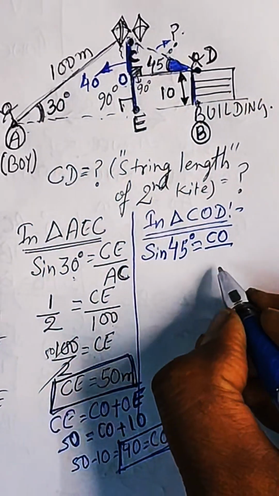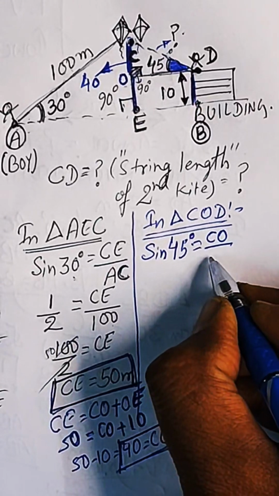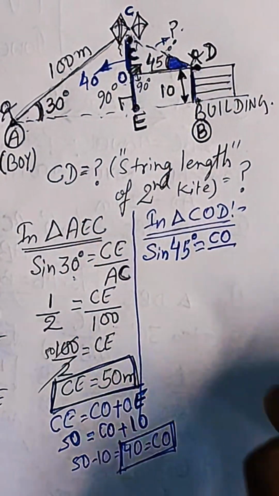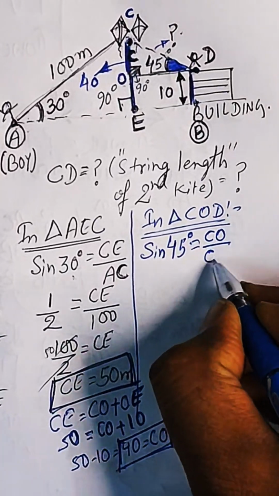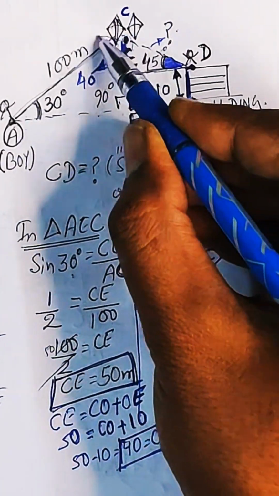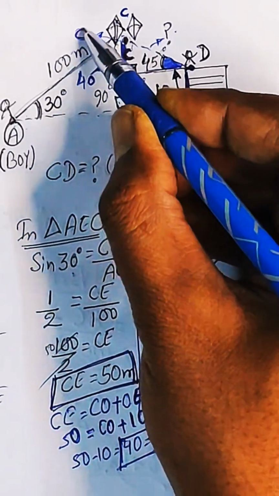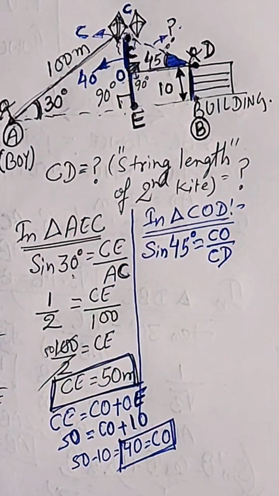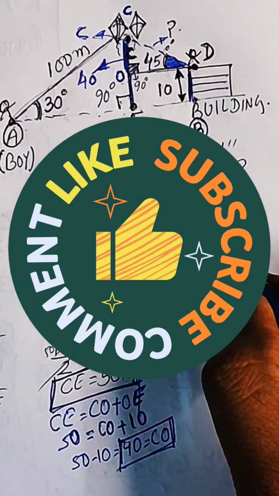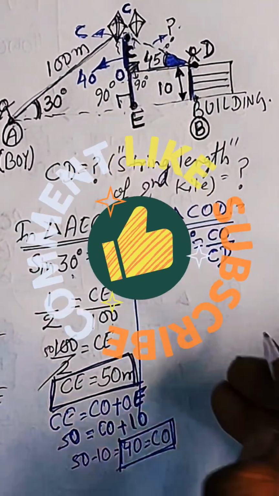Hypotenuse is your string length of the second kite, which is not known to us. Here, this is C. I'm writing it again. So it will be equal to CO by CD, isn't it? This point is nothing but C. Here also it's written, but it's a little deep or denser, so it's not visible properly. So that's why I've written it. Anyway, CO by CD.